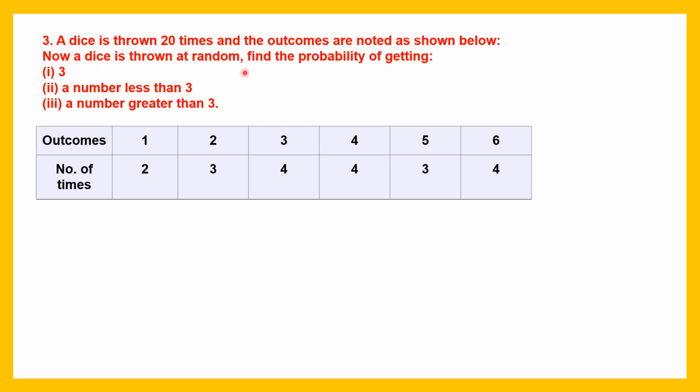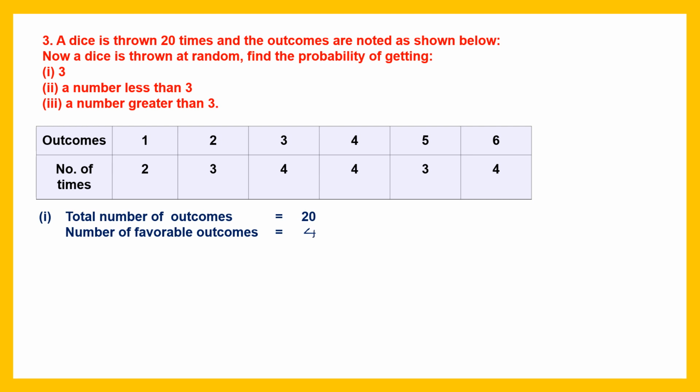Now, a dice is thrown at random. Find the probability of getting 3. So, of all these numbers, we have to find out the chances or probability of getting the number 3. Remember the things that we have to keep in mind. We have to have the total outcome first. So the total outcome is 20. Then the favorable outcome, that is, how many times has 3 occurred? Because we've been asked for 3. How many times has 3 occurred? 4 times. So that is the favorable outcome, 4.